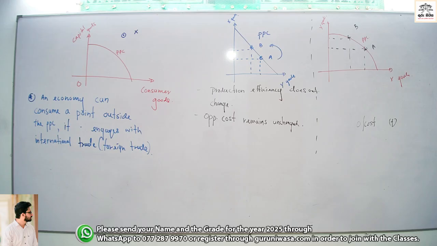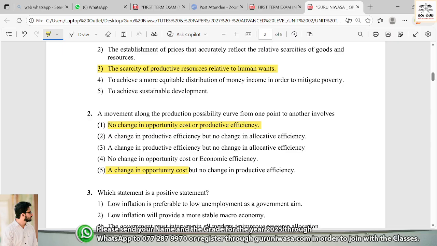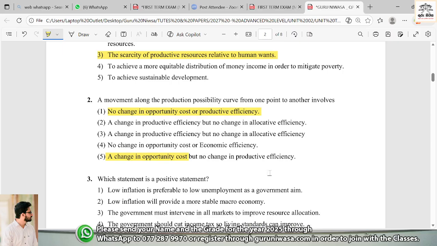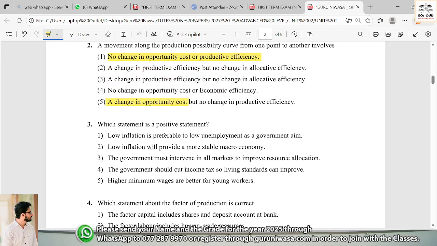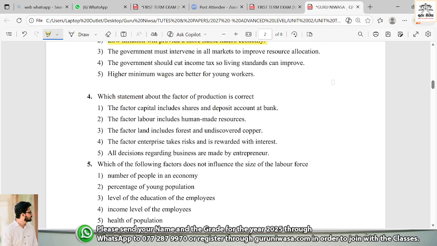Right. Next one. The third question's answer is a simple one. The answer is the second one, the most appropriate answer. Next one, the fourth question. The answer is the third one. Yes, the factor land includes forests and undiscovered copper.